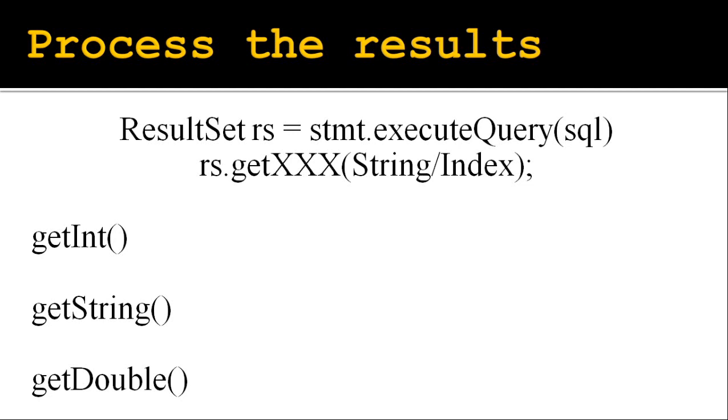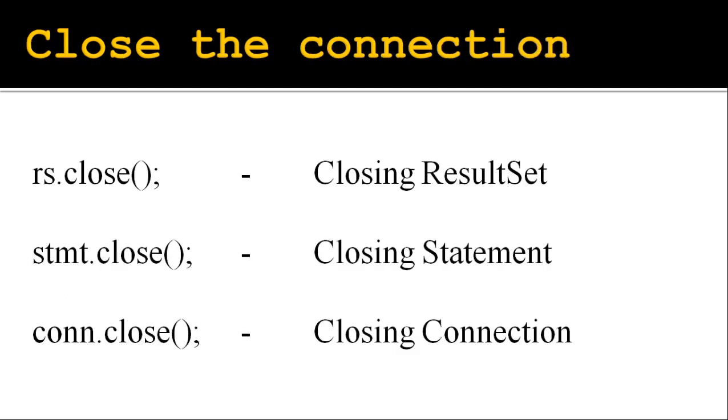After performing all these operations on the database, we can close our connections. If you want to close the result set, you can use rs.close. Here rs is nothing but the ResultSet interface object. If you want to close a statement, use stmt.close. If you want to close a connection, use conn.close.